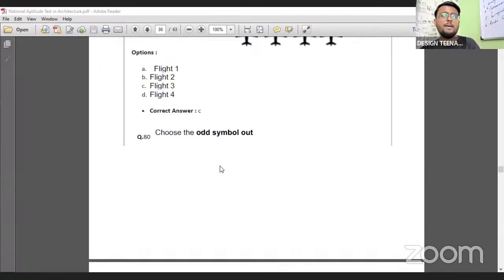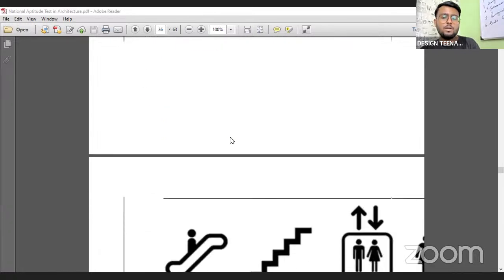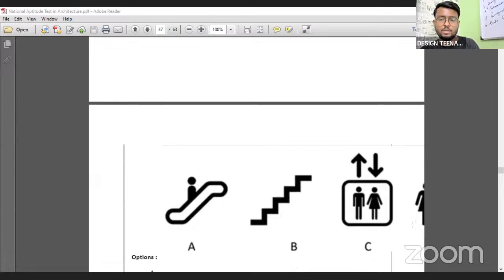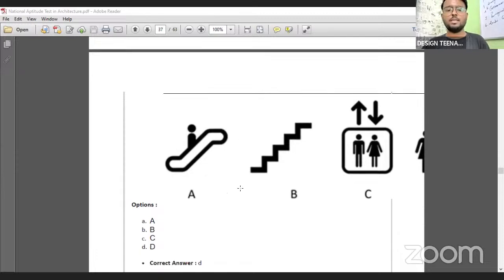Okay, now over here, see, we have a symbol of the odd one out. Tell me which one is the odd one. I know option D, you cannot see it. It is a mistake while making this paper, like, while taking screenshots and combining this paper. Option B is there, A is there, C is there, D is there. Option D is the wrong answer. Why? I will tell you.